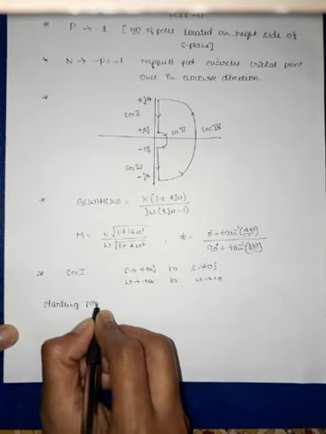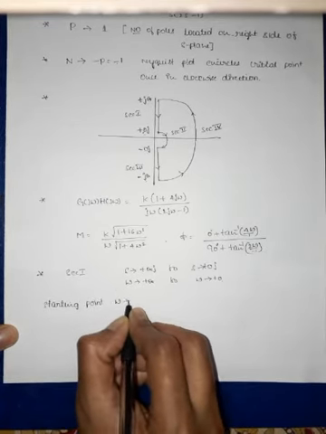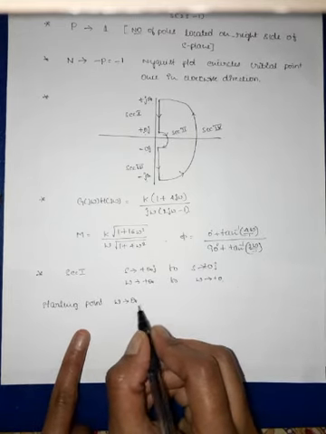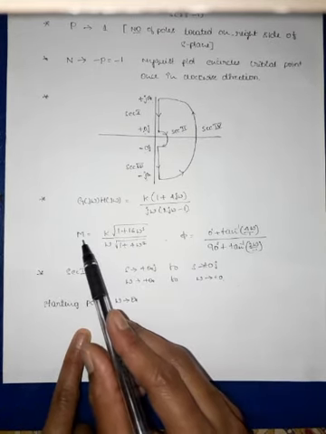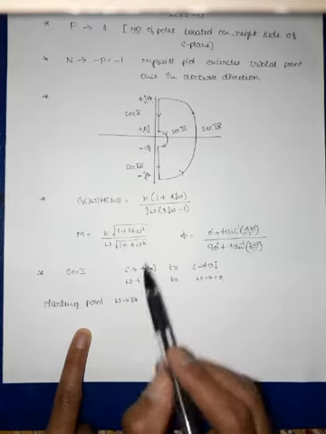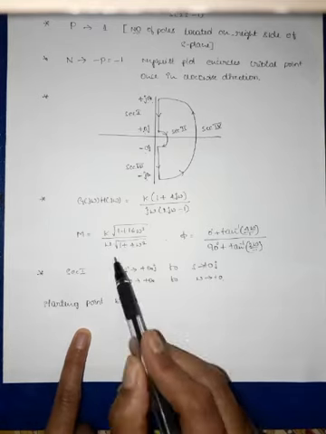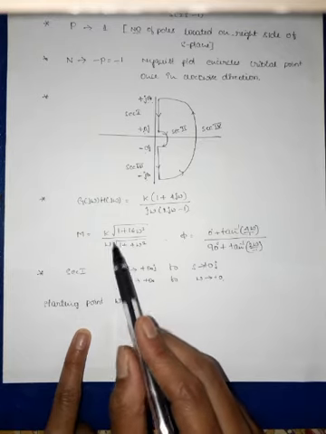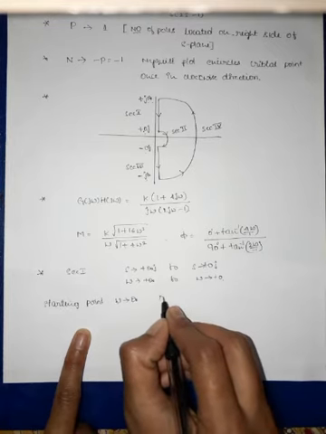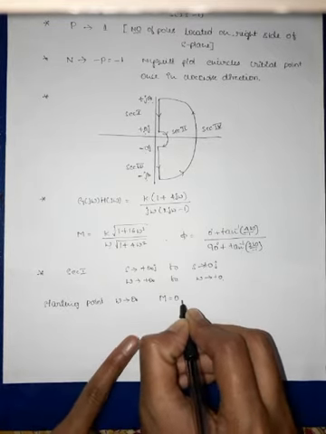Starting point, that is omega is equal to infinity. So we need to get the value for the magnitude. M is equal to k divided by omega. If you replace omega by infinity in this expression, anything divided by infinity is nothing but 0. So the magnitude value will be equal to 0.